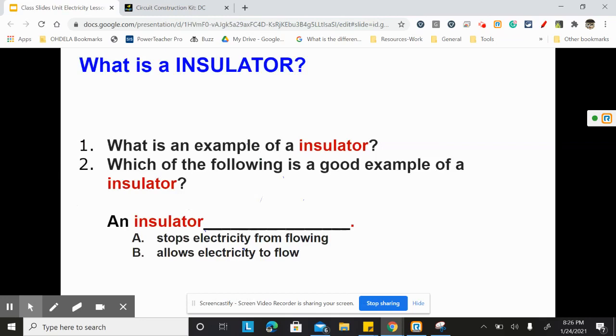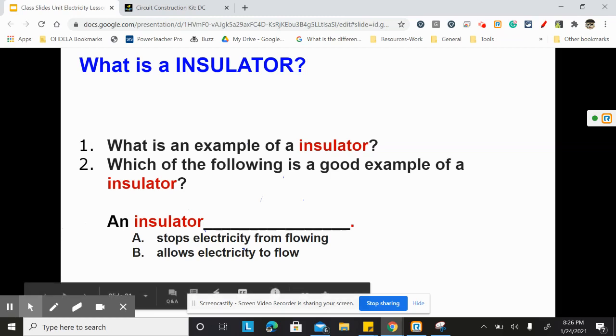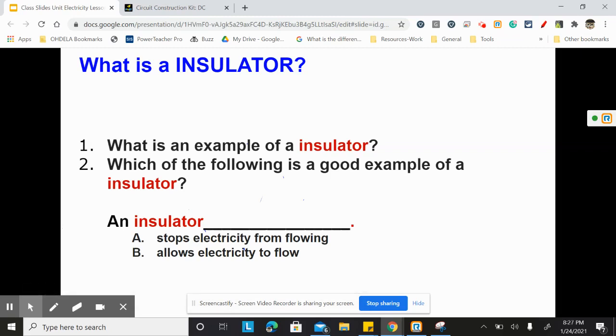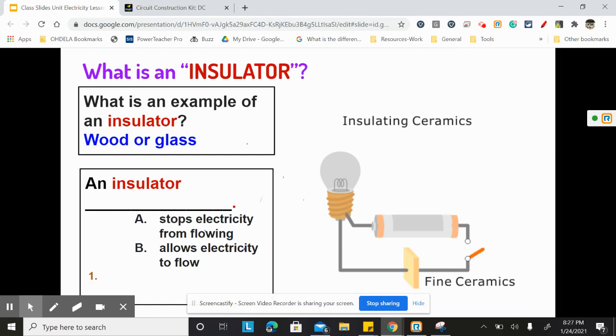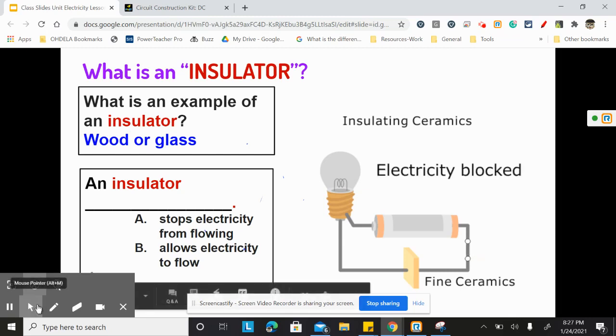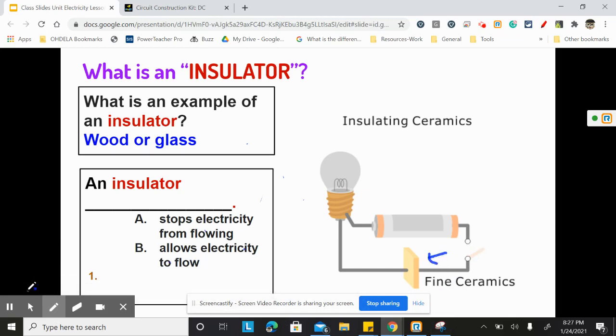What is an insulator? What are some examples of insulators? And what does an insulator do? An insulator blank. A, stops electricity from flowing. B, allows electricity to flow. An insulator is an object that, when inserted into the current, blocks electricity. It blocks the flow of electricity.